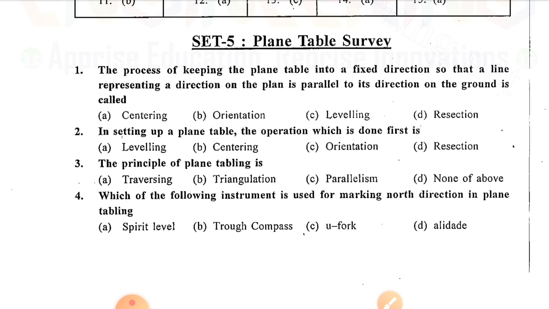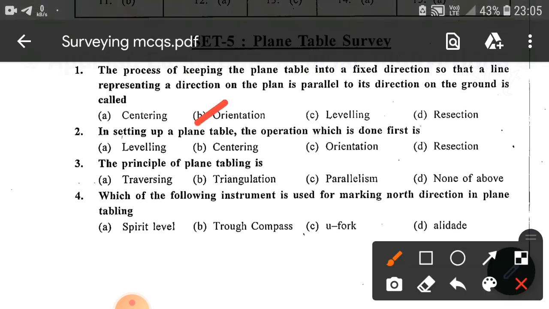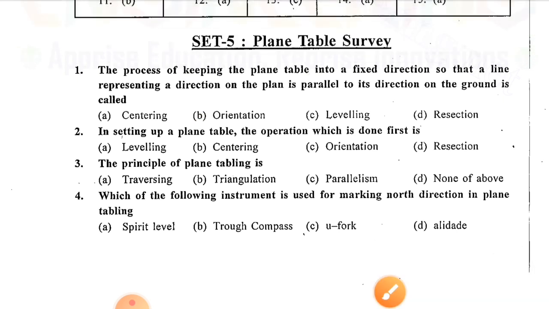Question number 1, the process of keeping the plane table in a fixed direction so that a line representing a direction on the plan is parallel to its direction on the ground is called. Option B is correct, orientation. Question number 2, in setting up a plane table, the operation which is done first is. Option A is correct, leveling.